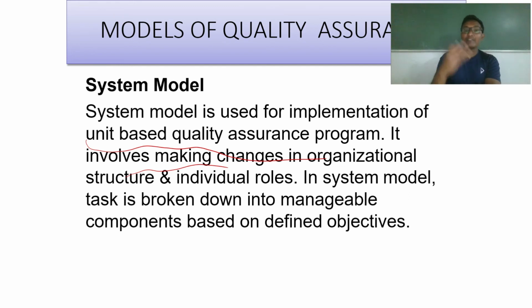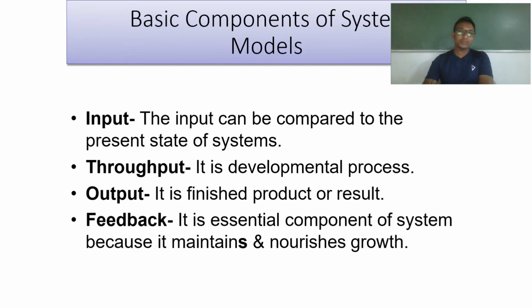So in the system model, we can make changes to the organizational structure as well as the individual roles depending on the need and depending on their capacity. We are breaking down the large thing into small manageable components. Through that we are doing the process, and through that we are checking the quality assurance. So what are the basic components of this system model? We have input, throughput, output and feedback.